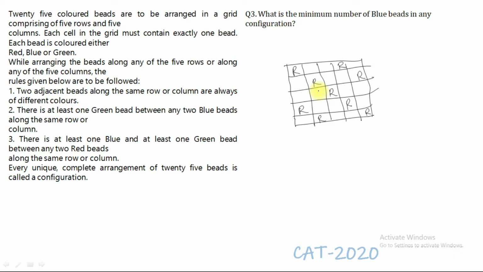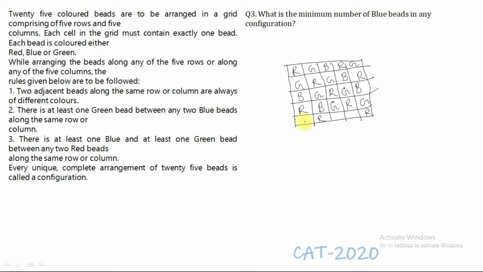Now let's put blue and green here. You want to minimize the number of blue beads. What's the condition? There is at least one green bead between any two blue beads. Okay, we can put green here. Now you'll have to put blue here. Then green, and green here. Blue here, only one blue. The next one, I'll put blue here. Then green. Then again I cannot put blue here. I'll put green here, blue here. This must be blue. Then you'll have green here, and this must be green again.